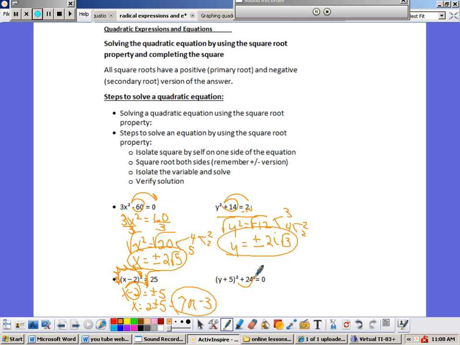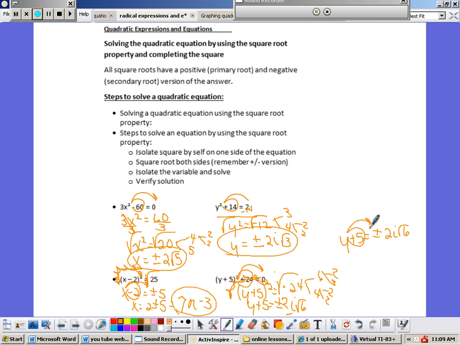Okay. Move the 24 over because the square is not by itself. Get negative 24. Square root both sides. This will disappear. And I get y plus 5 equals plus or minus an i, because the negative's coming out. 24 breaks into 6 and 4, 2 and 2, 2 and 3. So a 2 comes out and a 6 stays in. So now I have y plus 5 is equal to plus or minus 2i square root of 6. Move the 5. I always like to put it in front of the plus or minus. So negative 5 plus or minus 2i square root of 6.